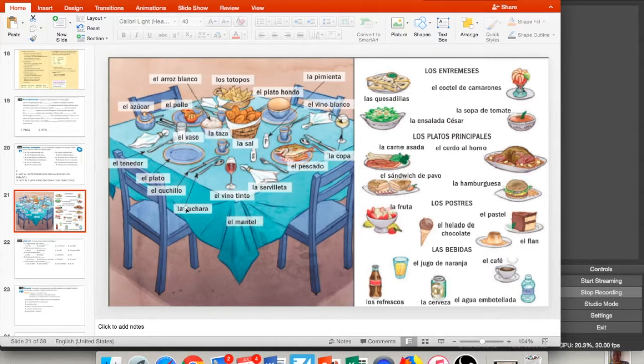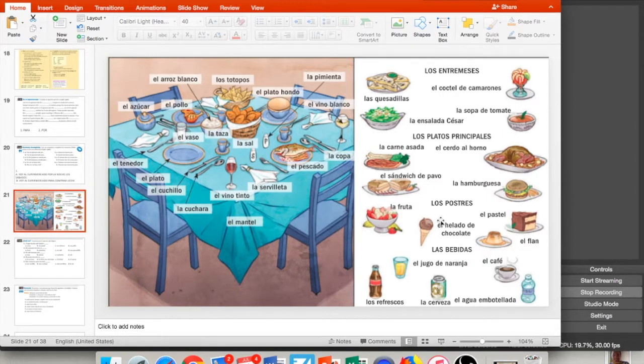El cuchillo, the knife. La cuchara, the spoon. La sal, salt. Los totopos, chips. El plato hondo. La pimienta, the pepper. El vino blanco, white wine. And then la copa refers to the actual wine glass. So la copa. And over here you have el vino tinto, so red wine and white wine. El vino blanco and el vino tinto. Servilleta is a napkin. A mantel is referring to this blue tablecloth here. El mantel. Pescado is fish. And I think I hit all of them there.